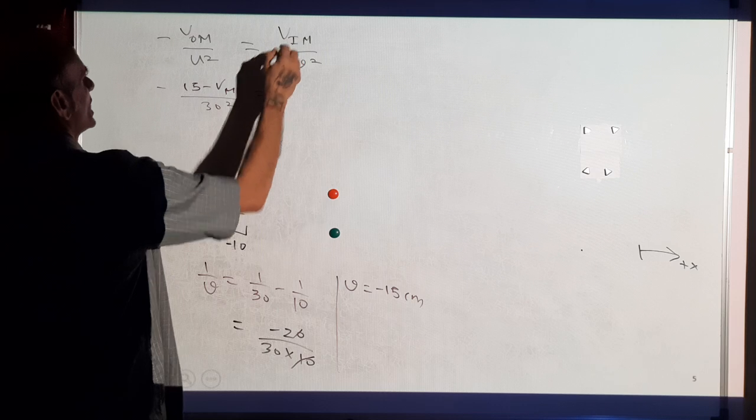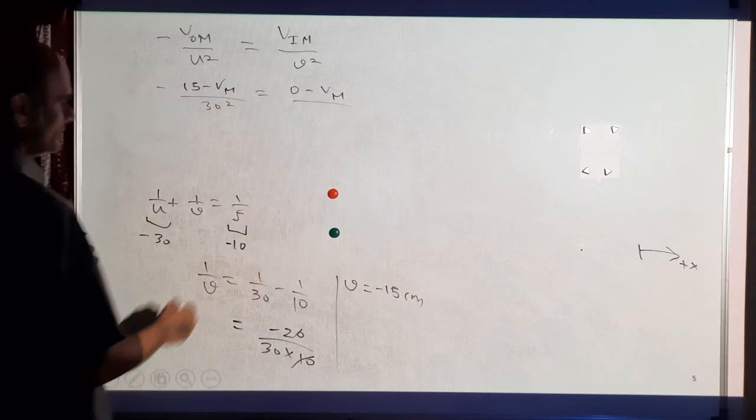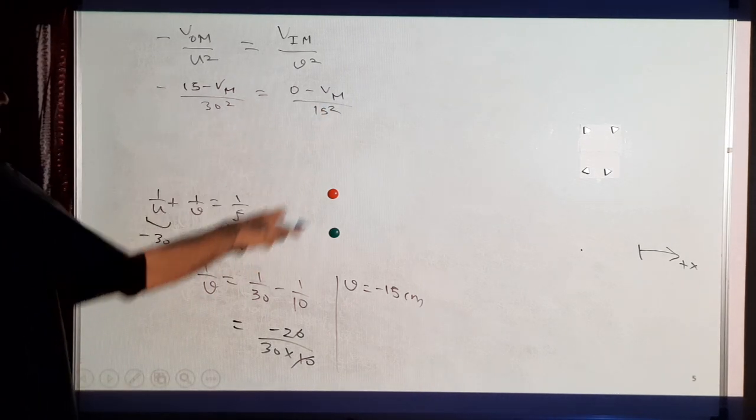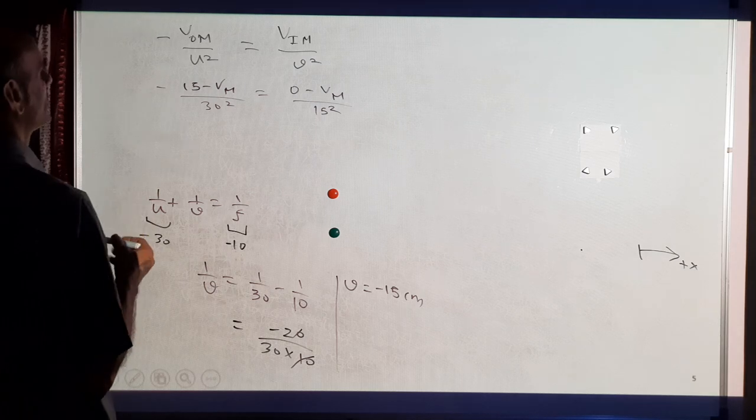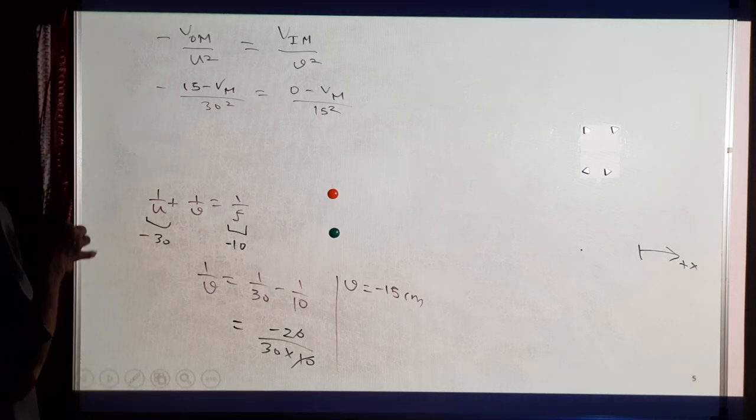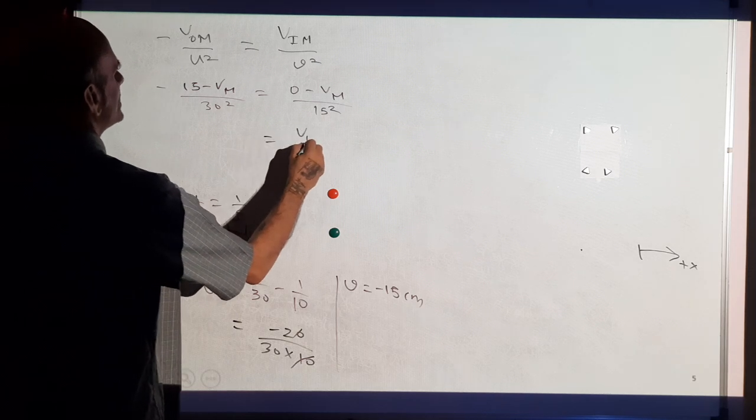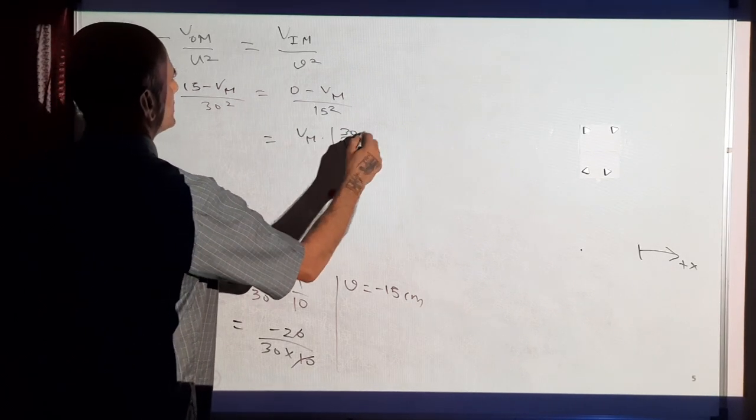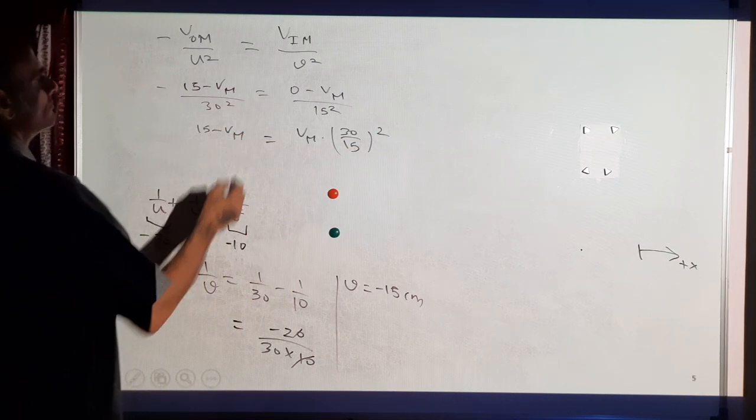The velocity of image with respect to the lab frame is 0, so it is 0 minus the velocity of the mirror, and then v we have found out as 15. When u is 30, v is 15. So here there should be one unknown. So this minus sign is absorbed here, so it will become Vm into 30 by 15 square, equal to 15 minus Vm.